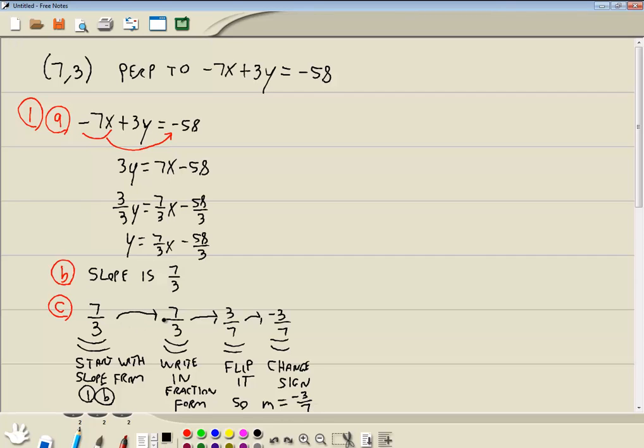Now, once you get comfortable with this idea, you don't have to go through all these steps to find out what your m is. You visualize it. You've got a slope. You think of it in fraction form. If it's not already there, flip it, change the sign. Okay, so we now know what m is.